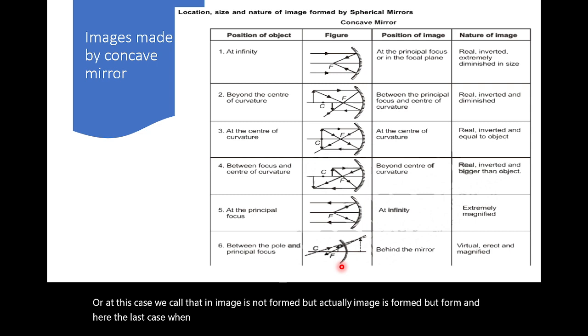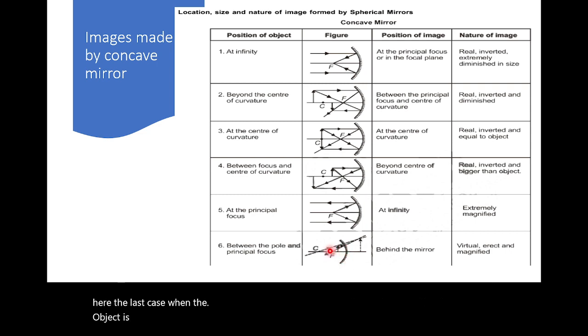And here the last case, when the object is between mirror and F, you see this is the image. And this is a very special case. Again, this is the only case when image is virtual. Virtual, not real. See here, real, real, real, real. And here, virtual. And if it is virtual, it is erect, upright, and it is magnified also, and behind the mirror. So this is a special case in case of concave mirror.